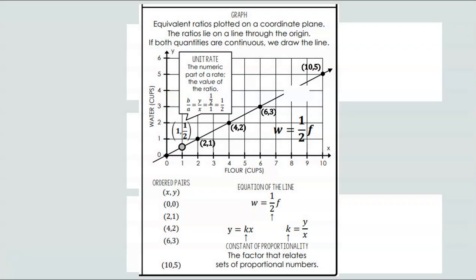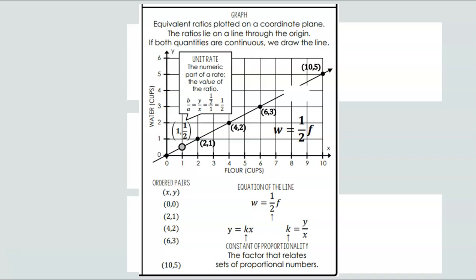The other section is our graphs. We haven't gotten into a lot of graphing yet. Just remember that the X goes across and the Y is your value that is up and down. So when we look at these ordered pairs that are listed, the X is the first value, the Y is the second. So they are listing our water as our Y and our flour as our X.